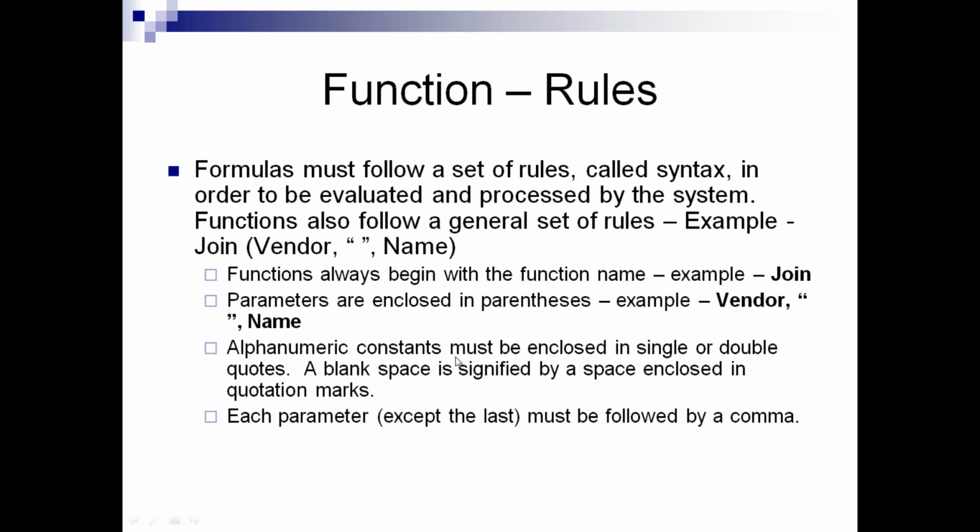Now, any alphanumeric has to be inside quotes. Again, this is just like the formula rule. You need quotes around those alphanumeric values. And then each piece of this function needs to be separated by a comma. So notice up here in this little example where we've got a vendor, and then I have a comma here, and then I've got quotes, and then a comma. So I'm separating the parts of the function by a comma, except the very last piece, like I've said here at the bottom, you need a parenthesis there.